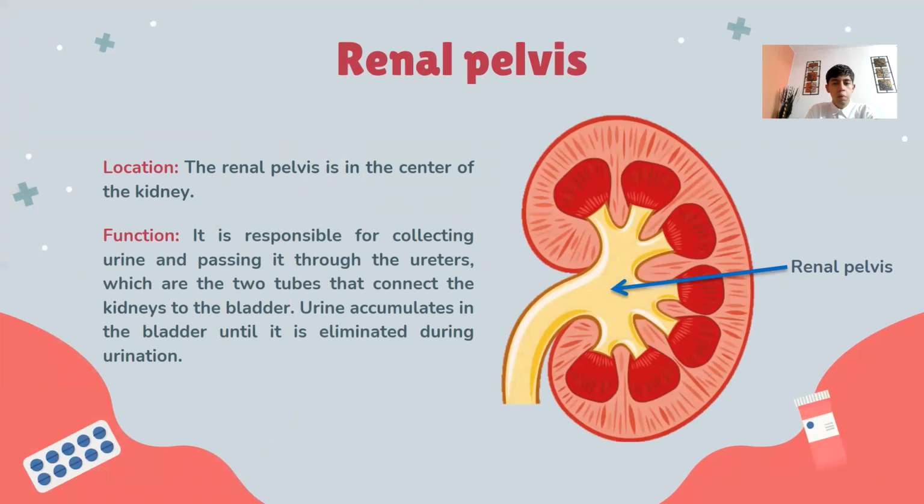We have the renal pelvis. The renal pelvis is in the center of the kidney, and it is responsible for collecting urine and passing it through the ureters, which are the two tubes that connect the kidneys to the bladder. Urine accumulates in the bladder until it is eliminated during urination.